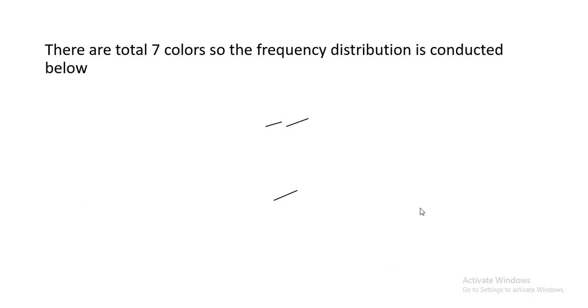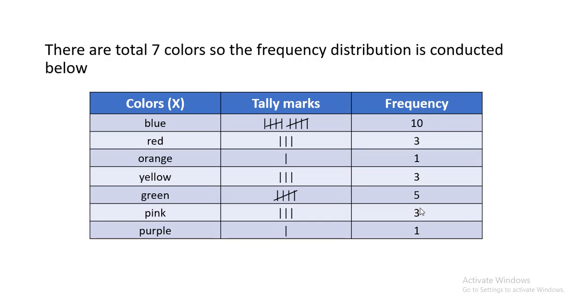There are in total 7 colors in the distribution. So this is how it's done: blue, red, orange, yellow, green, pink and purple. Blue was appearing 10 times in the data, red is appearing 3 times, orange 1 time, yellow 3, green 5, pink 3, purple 1. So the total frequency of all these is 26, that is, sum of f equals 26.